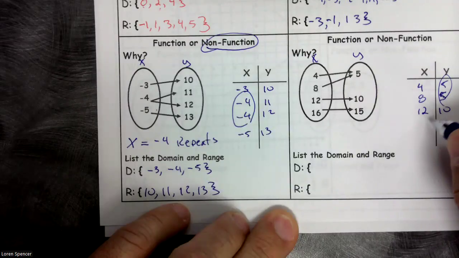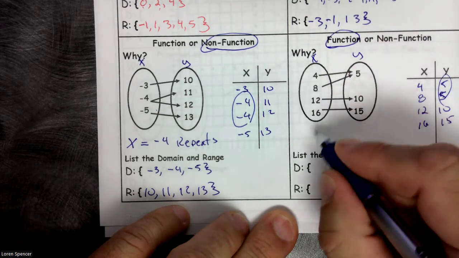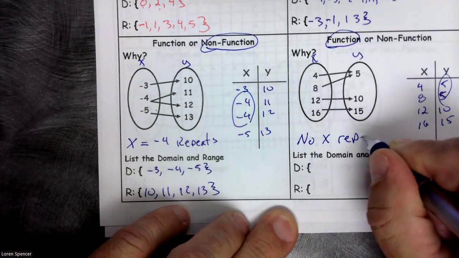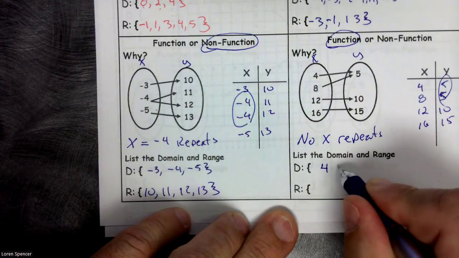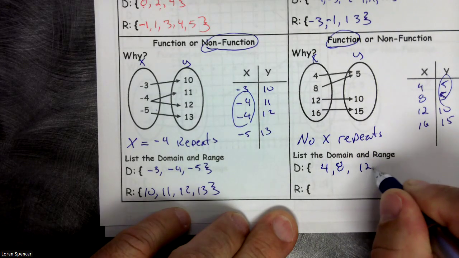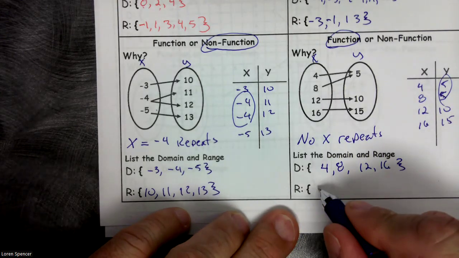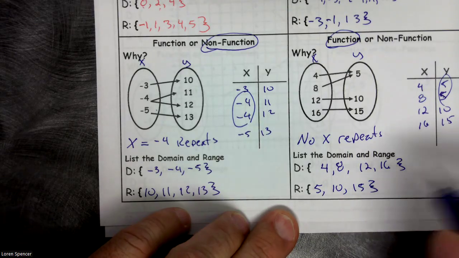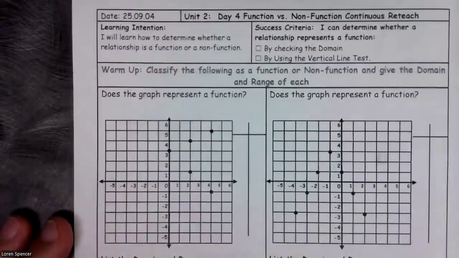Then we have 12, 10, and 16, 15. When I look at this, no X repeats. So this is a function. Why? Why is it a function? No X repeats. And our domain is 4, 8, 12, 16, least to greatest. And over here, 5, 10, 15. Notice we did not record the repeats. Okay, so domain and range.